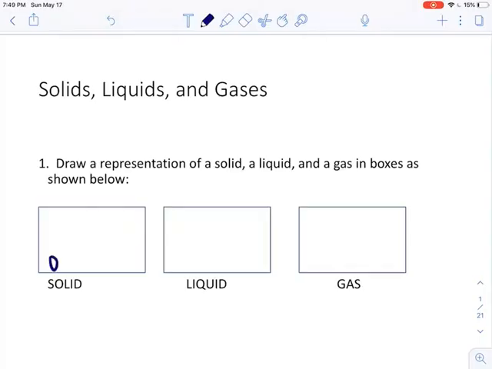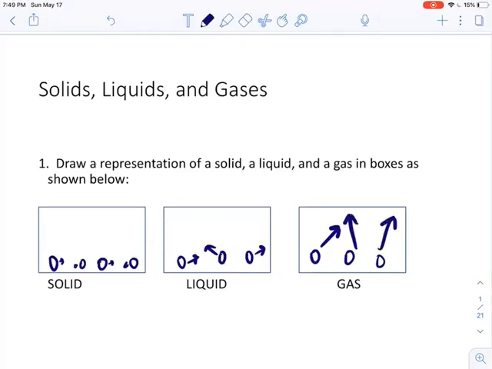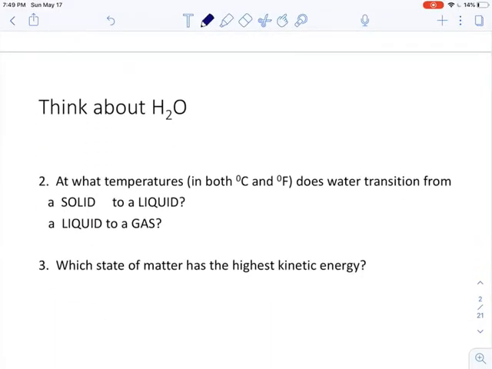So solid, they move pretty slowly, they just vibrate little by little. So I'm drawing little arrows. But then liquid, they move faster. And gas, they move fastest, in all different directions. Keep that in mind as we talk about kinetic energy today.